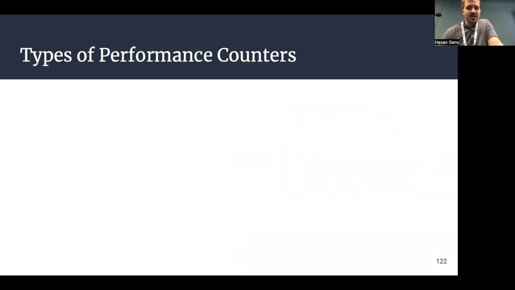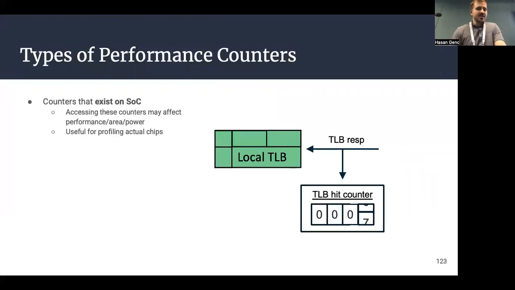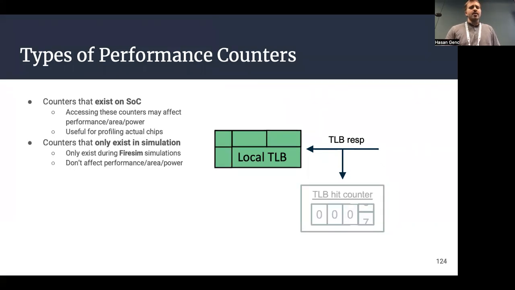Okay, so firstly, Gemmini has counters that exist on the SoC, right? So these are counters that will exist on a taped out chip. So they're useful for profiling actual chips, but they may also affect your area or power, probably not your performance. And then we also have counters that exist only in simulation, right? So these exist during FireSim simulations, to be specific, and they don't affect the performance or area or power of your chip.